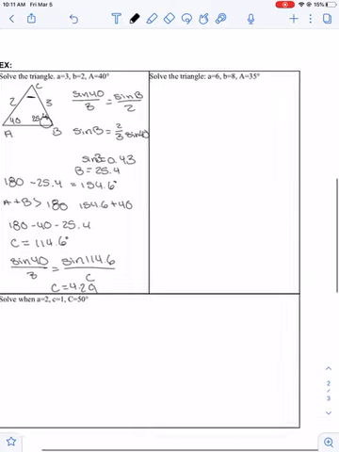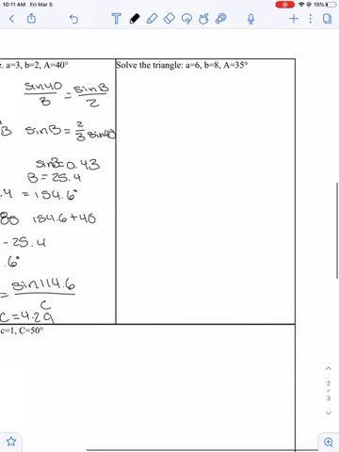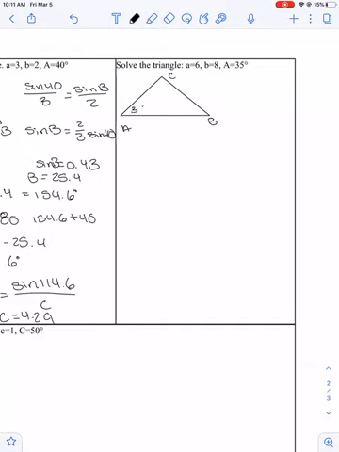Alright, looking at this triangle here, I'm going to draw it. Okay, A, B, C. We have 35 degrees, 6, 8. So the first thing I'm going to do is solve for angle B. So sine 35 over 6 equals sine B over 8.